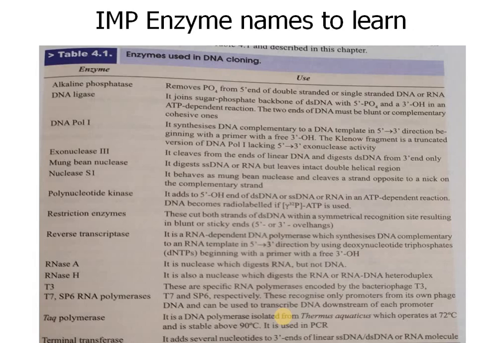Then reverse transcriptase, we have discussed it. Then the next important one is Taq polymerase. It is also a type of DNA polymerase enzyme, but it is a heat stable DNA polymerase obtained from Thermus aquaticus bacteria, which operates at 72 degrees Celsius and is stable up to 90 degrees Celsius, and is used in the polymerase chain reaction. Okay, so these are a few enzymes and their functions.